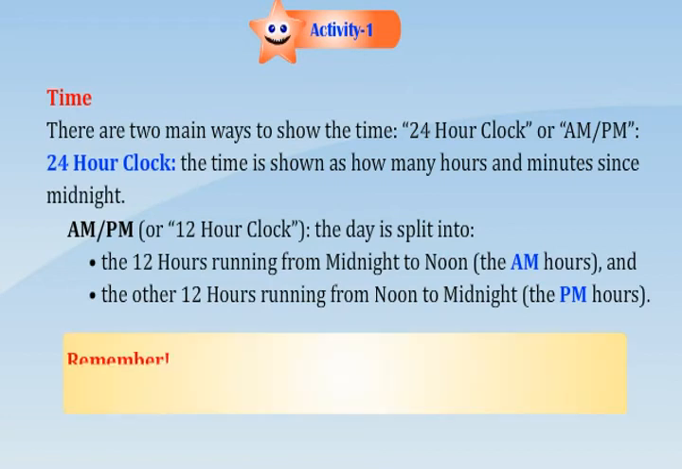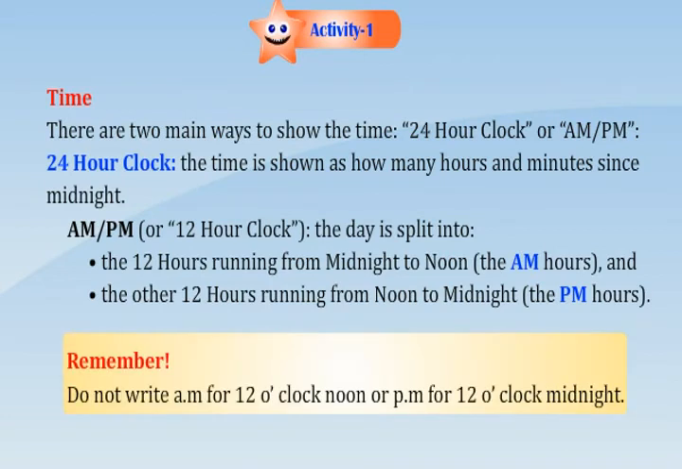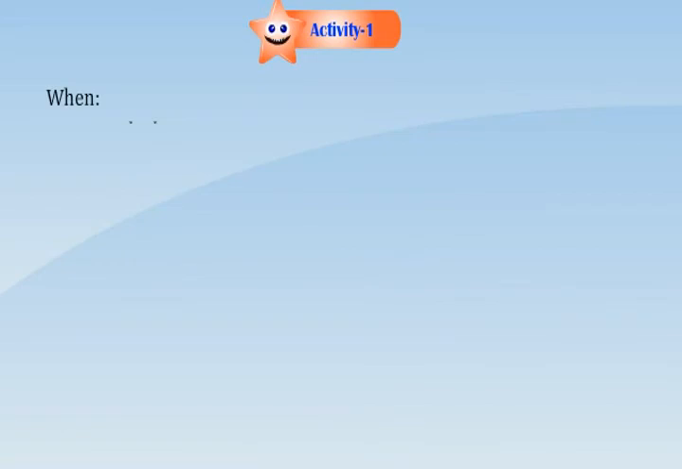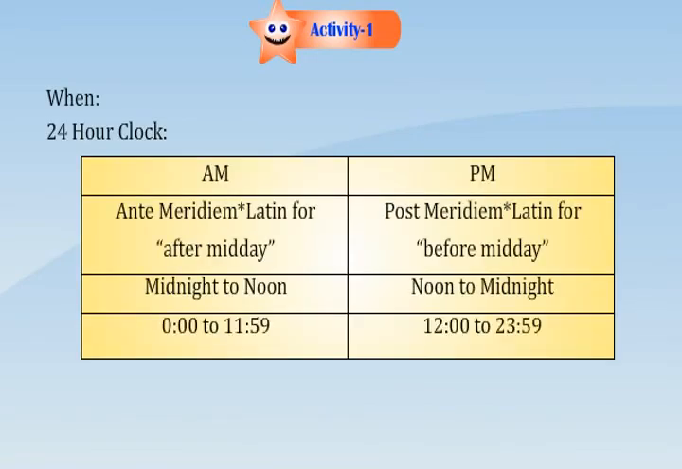Remember, do not write AM for 12 o'clock noon or PM for 12 o'clock midnight. 24-hour clock. AM, ante-meridiem, Latin for before midday, midnight to noon, 0 hours to 11:59. PM, post-meridiem, Latin for after midday, noon to midnight, 12 hours to 23:59.